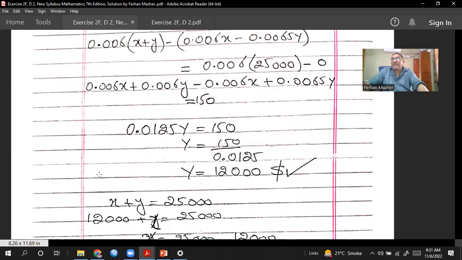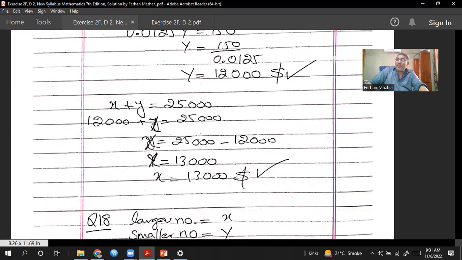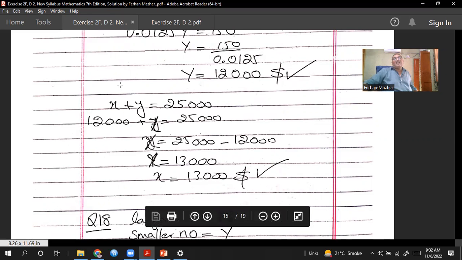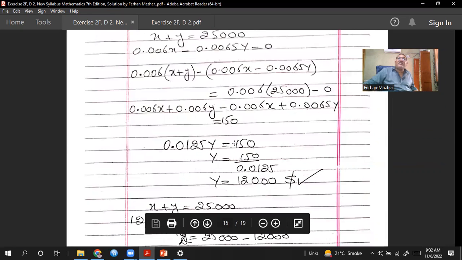So now you have the value of y. Just take the first equation. That was x plus y equals 25,000. And in the place of y, substitute the value 12,000. So you will have x plus 12,000 equals 25,000. So x will be equal to 25,000 minus 12,000, and the x value will be $13,000. So in bank A, they have deposited $13,000, and in bank B, they have deposited $12,000. So this is how you will do question number 17.